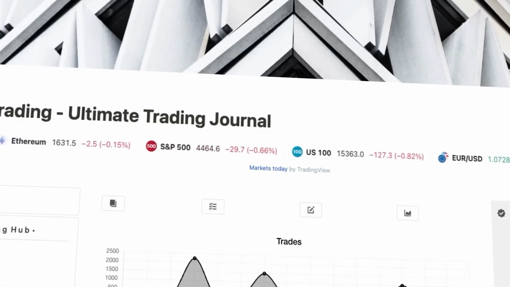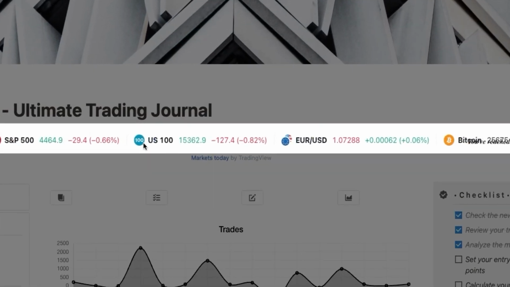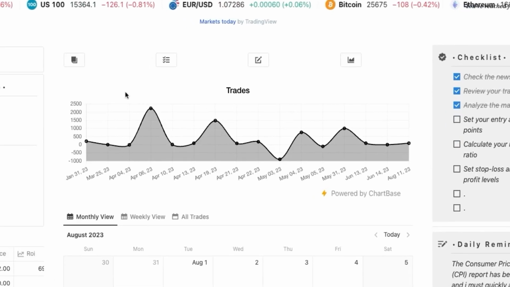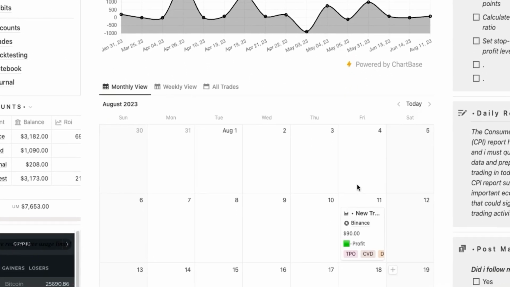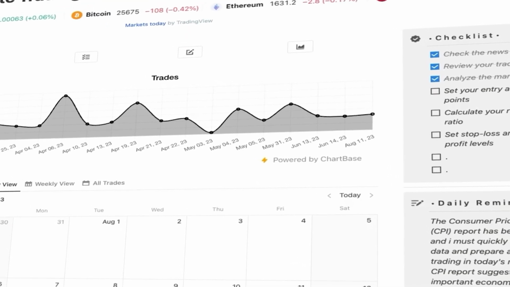So this is the homepage of the Ultimate Trading Journal. At the top here, you'll have your ticker. This is completely customizable to whichever markets you'd like to track. We have this automatic trade tracking graph right here that will plot all of your trades that you enter here on the calendar. So there's a lot of amazing features in this trading journal.